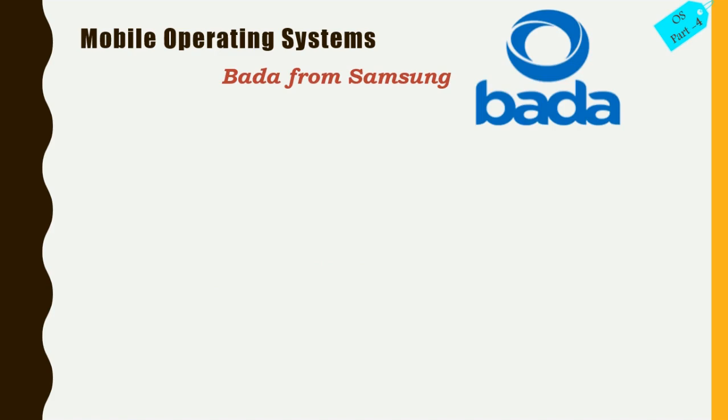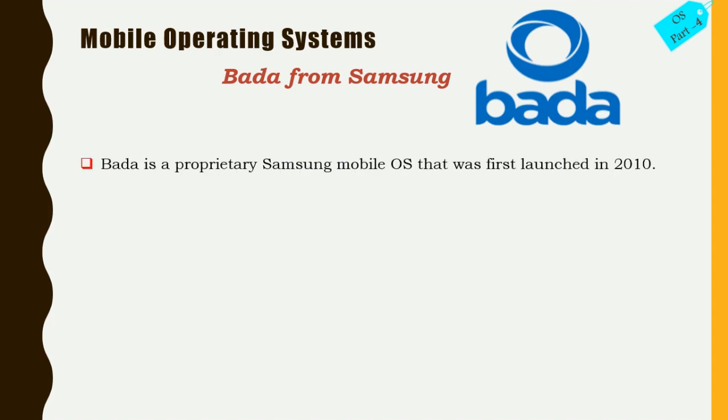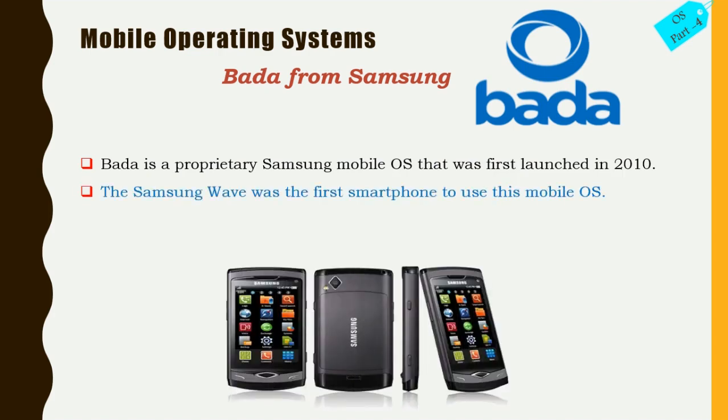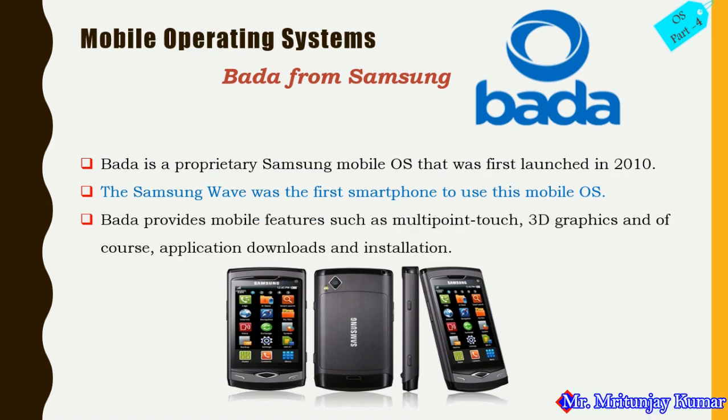And the next mobile operating system is Bada from Samsung. Bada is a proprietary Samsung mobile operating system that was launched in 2010. Samsung Wave was the first smartphone to use this mobile operating system. Bada operating system provides mobile features such as multi-point touch, 3D graphics, and of course application download and installation features. This is all about commonly used operating systems both in PCs and mobile phones.